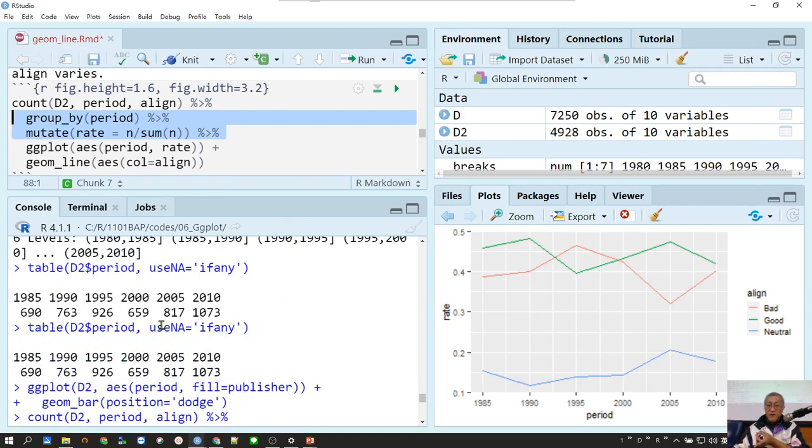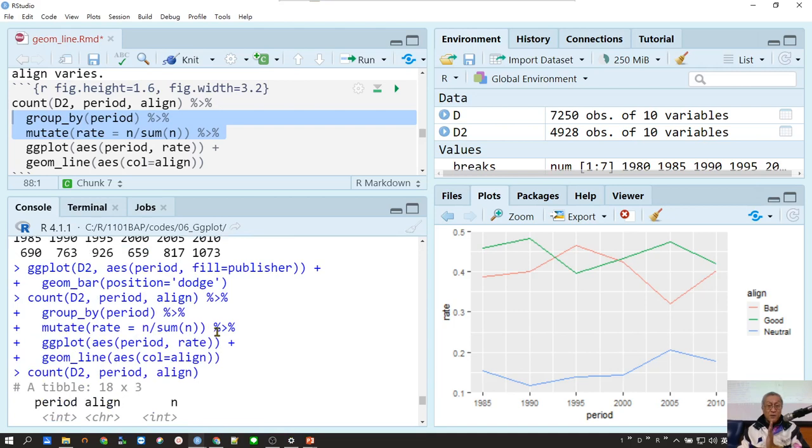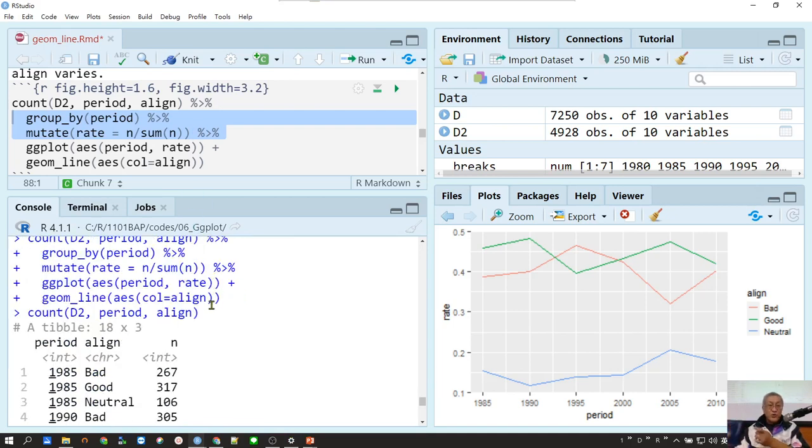You can see that, right? In 2000 we only have 659 characters total, right? So if we do not convert the count into the ratio, right? I will see a valley here, right?